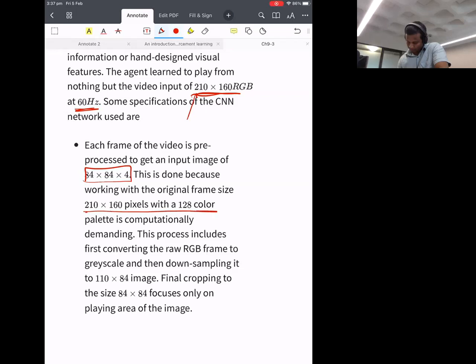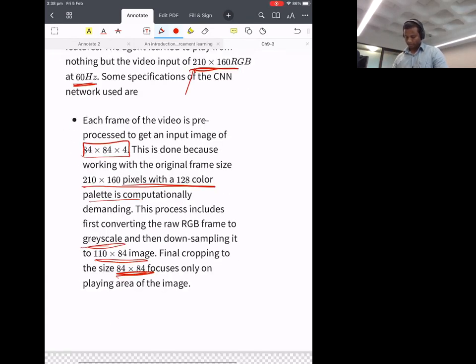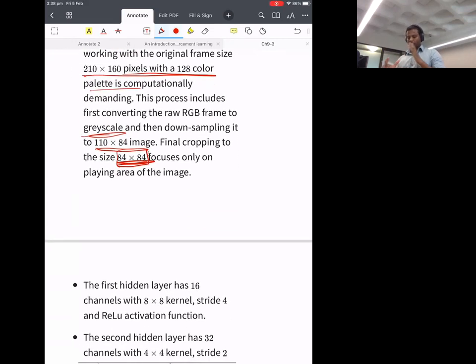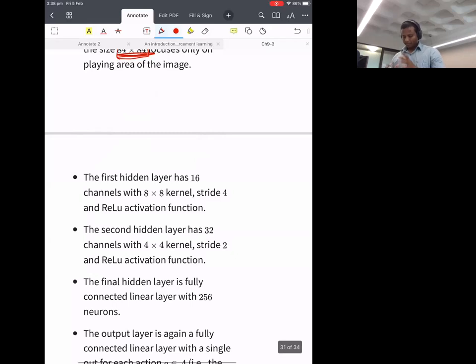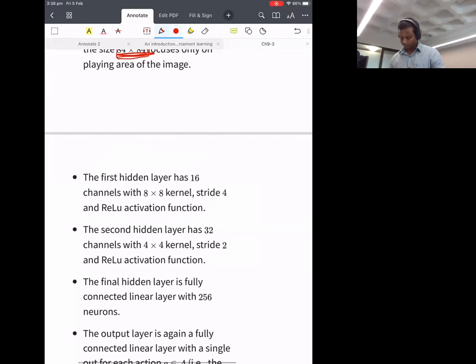This is the original frame size, and they actually made it grayscale, just the way you did it in, I guess, the assignment question. And they downsampled it too. Don't get into too many details. They have to do it because it is computationally demanding if you don't compress this image. So they have to downscale it to 84 by 84. Once they got that, that is what is input to the convolutional neural network. It is simpler than the network we used in the practical.